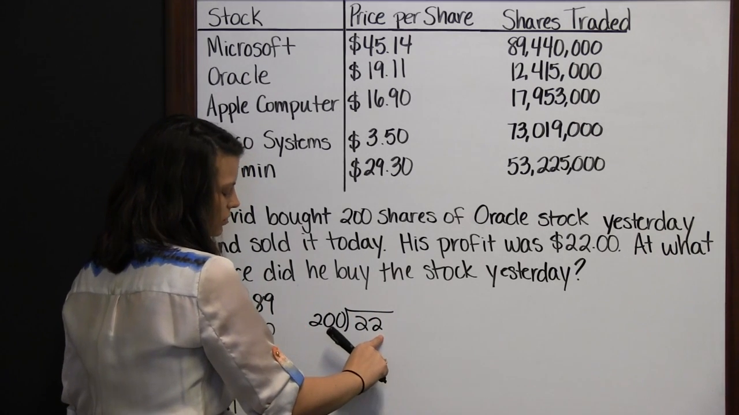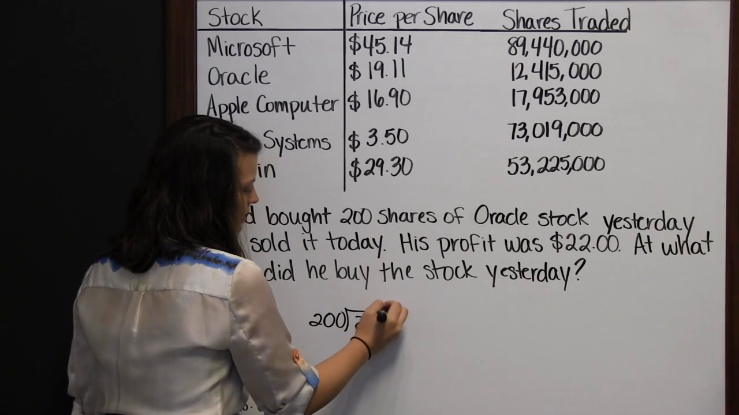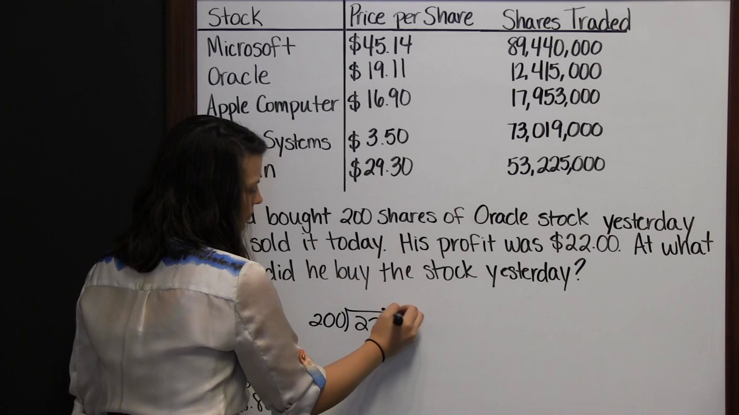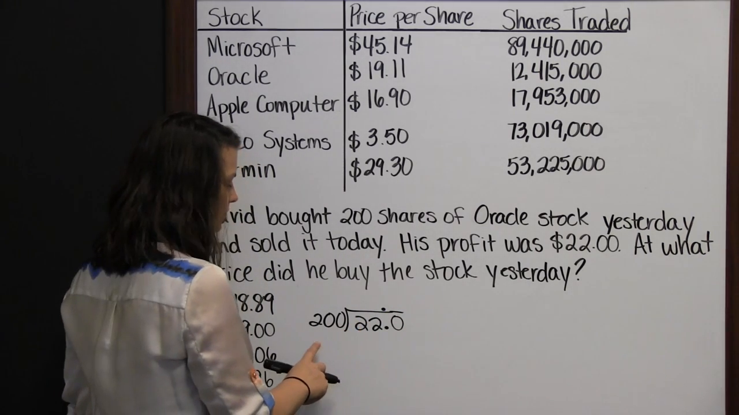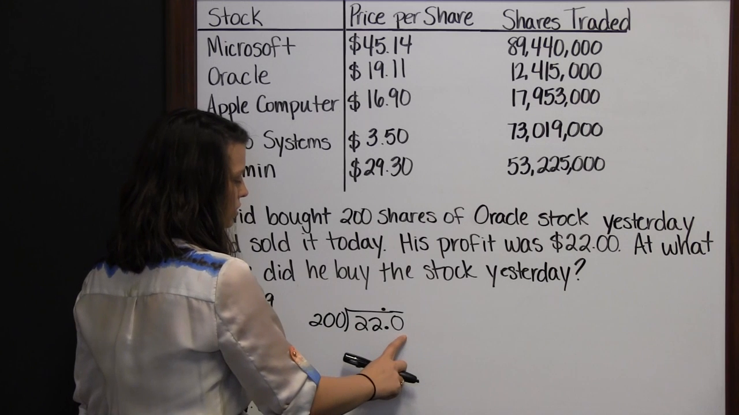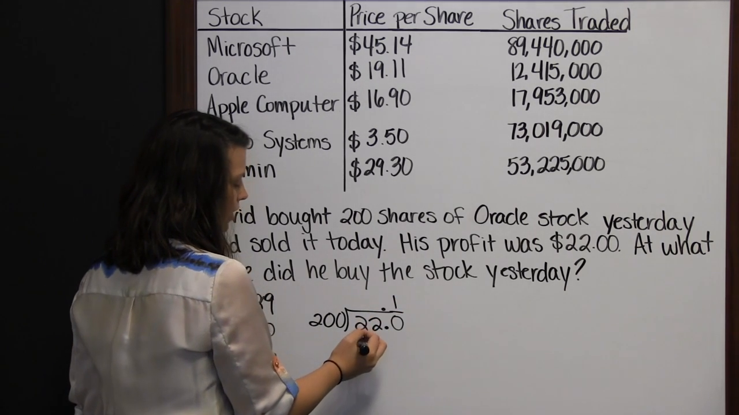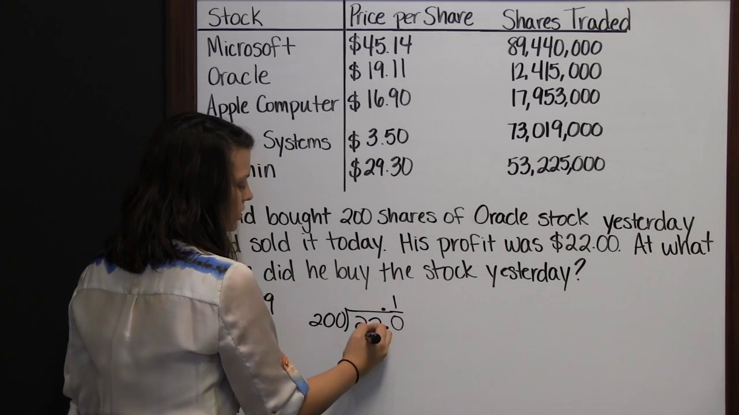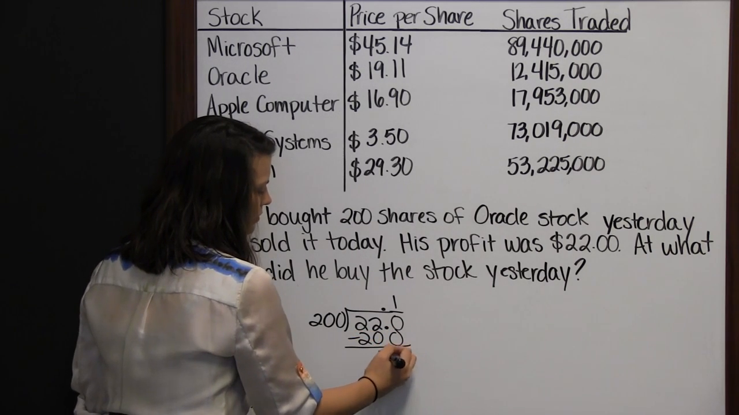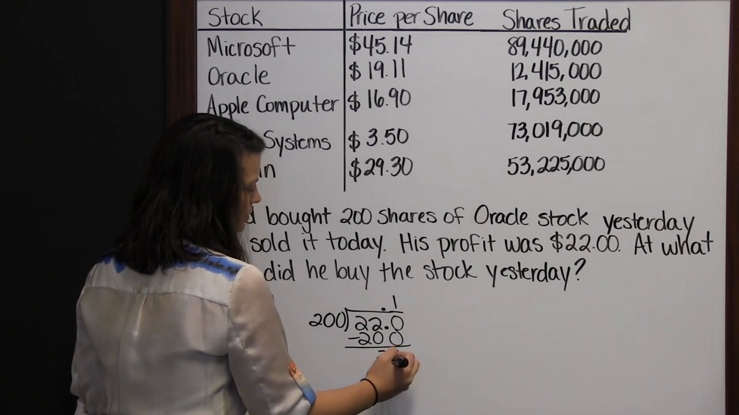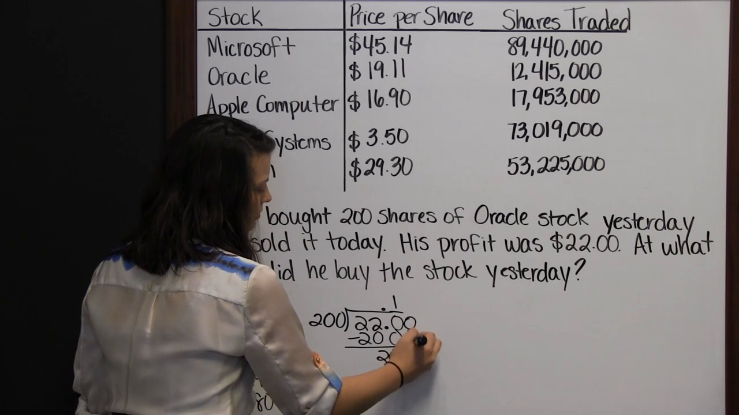200 does not go into 22, so I have to add a decimal and a zero. Now 200 will divide into 220. 200 goes into 220 one time. And 200 times 1 is 200. We subtract and we get 20. So we add another 0 and bring it down.